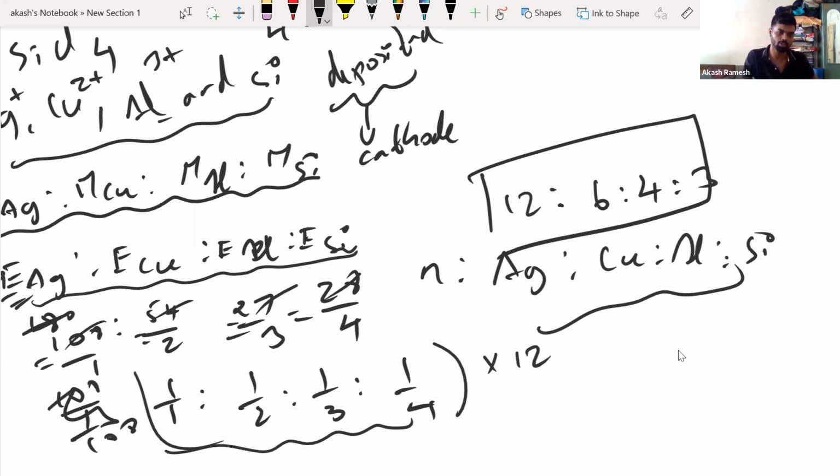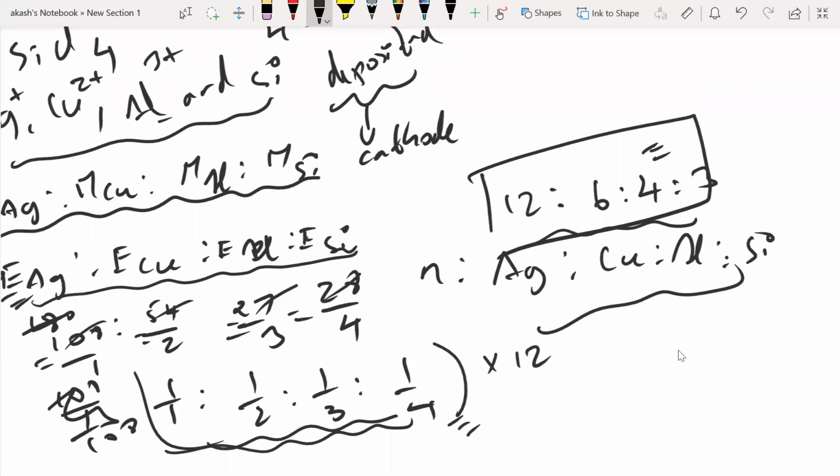If you want to stop with the fractions you can, but it'd be better if you write it like this. Why multiply by 12? Because I don't want fractions, I want whole numbers. So I multiply by 12, a common number for all, so that I get whole numbers rather than fractions. That's it.